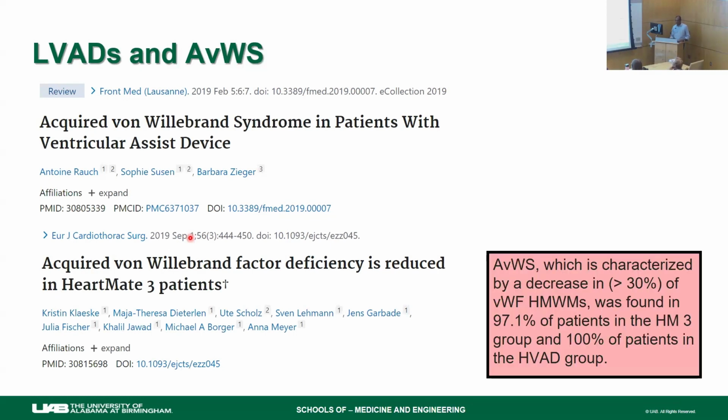But if you go and look at the details, by the characterization of what acquired von Willebrand syndrome is, which is a decrease of up to 30% of the high molecular weight von Willebrand factor, it was found in 100% of the patients with the older device and 97% of the patients with the new device. So it's a 3% decrease, but it's an improvement that's not significant. So it still is an issue with the HeartMate 3.